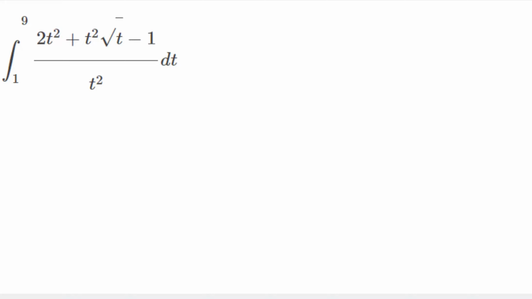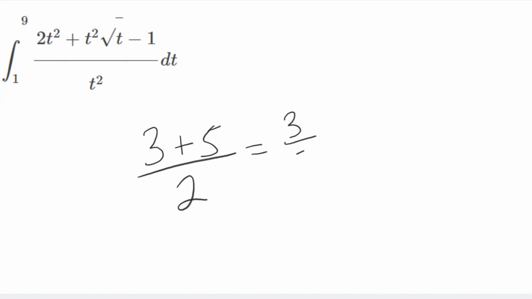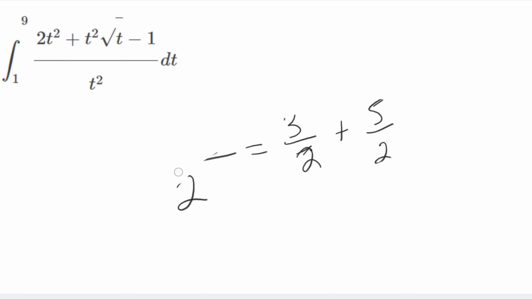If I had 3 plus 5 over 2, how can I rewrite that? I can rewrite that as 3 over 2 plus 5 over 2. I can break up the fraction, right? Wait, where did that come from? I just made it up. That doesn't work that way.